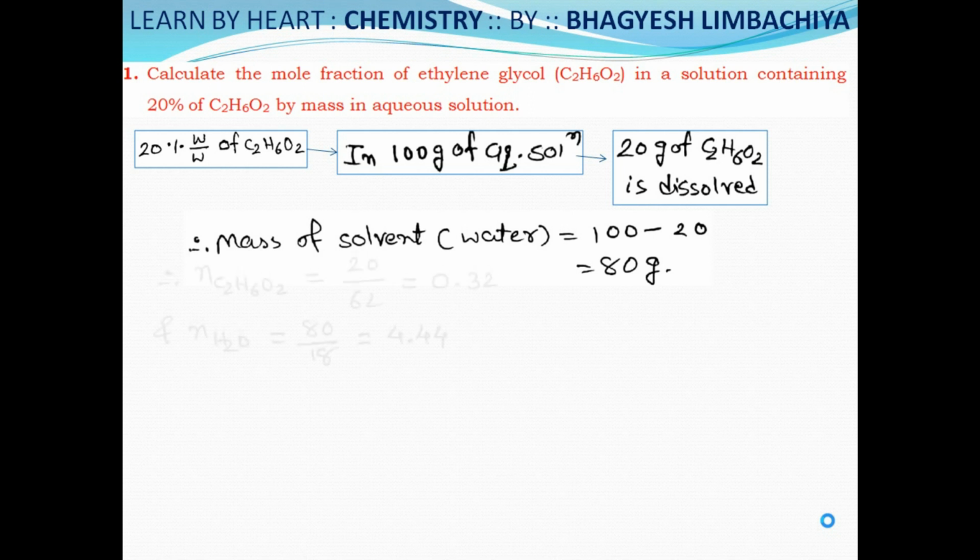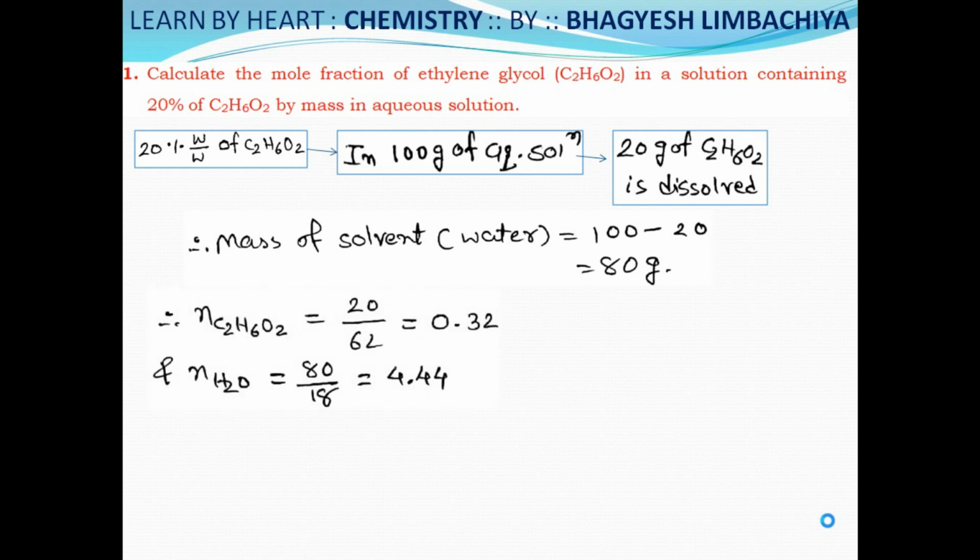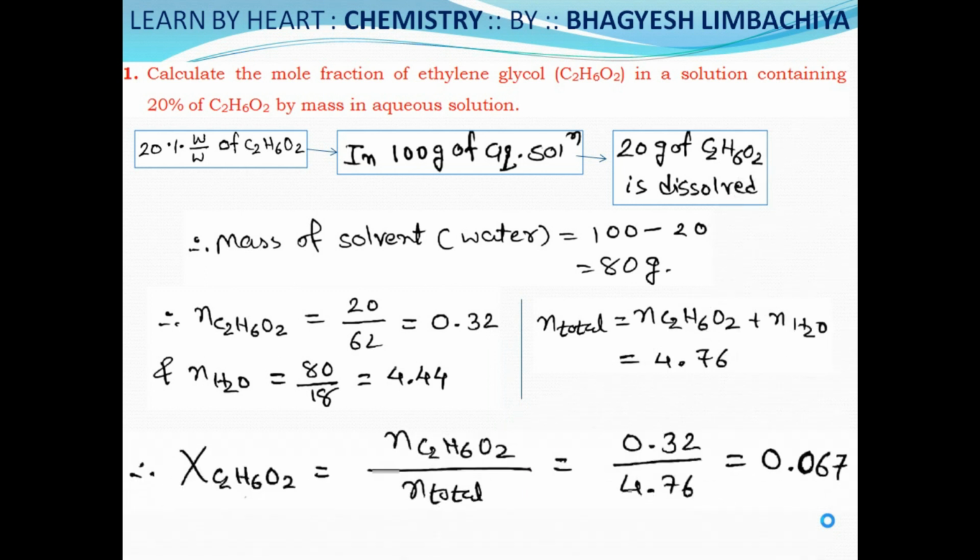Now based on it, we can calculate the number of moles of ethylene glycol and the number of moles of water. And N total can be calculated based on it. So the mole fraction of ethylene glycol will be the number of moles of ethylene glycol divided by the total number of moles of solute and solvent. So our answer is 0.067.